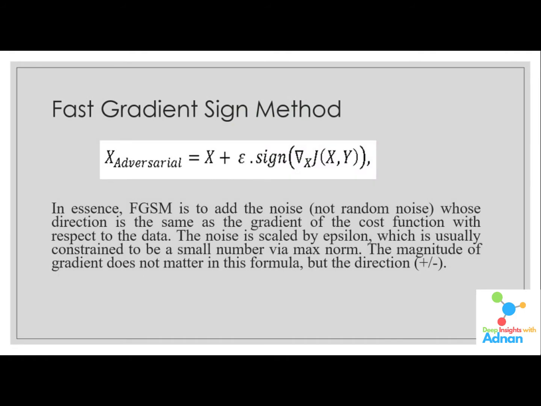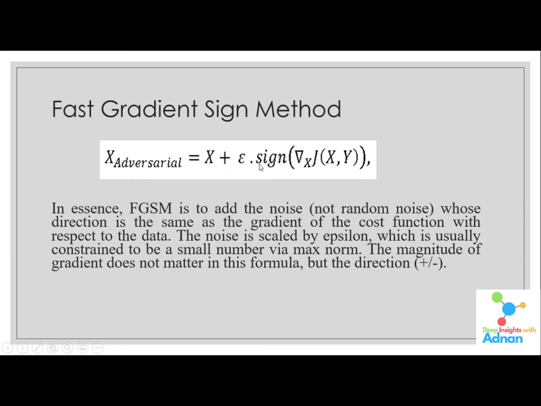The fast gradient sign method is basically a simple method in which, in the original image, we introduce or add epsilon. Epsilon will scale the noise, and this is the gradient, and this is the cost function, and we are taking the cost with respect to x.